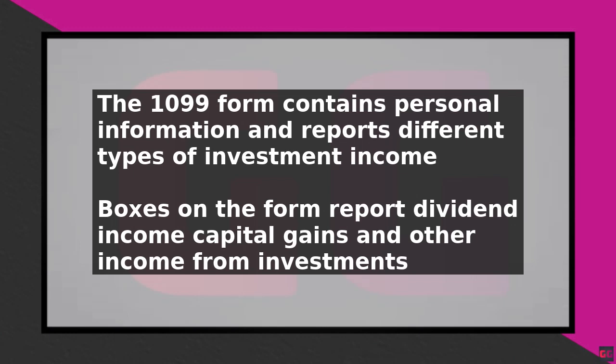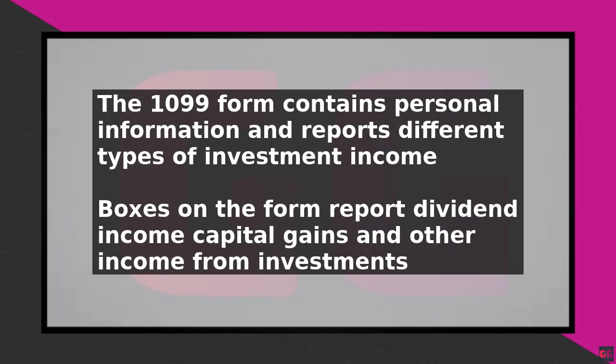Next, review the boxes on the form, which report different types of investment income. Box 1 reports dividend income, Box 2 reports capital gains, and Box 3 reports other income. Make sure you understand what each box represents and review the amounts carefully. Now, let's look at an example.